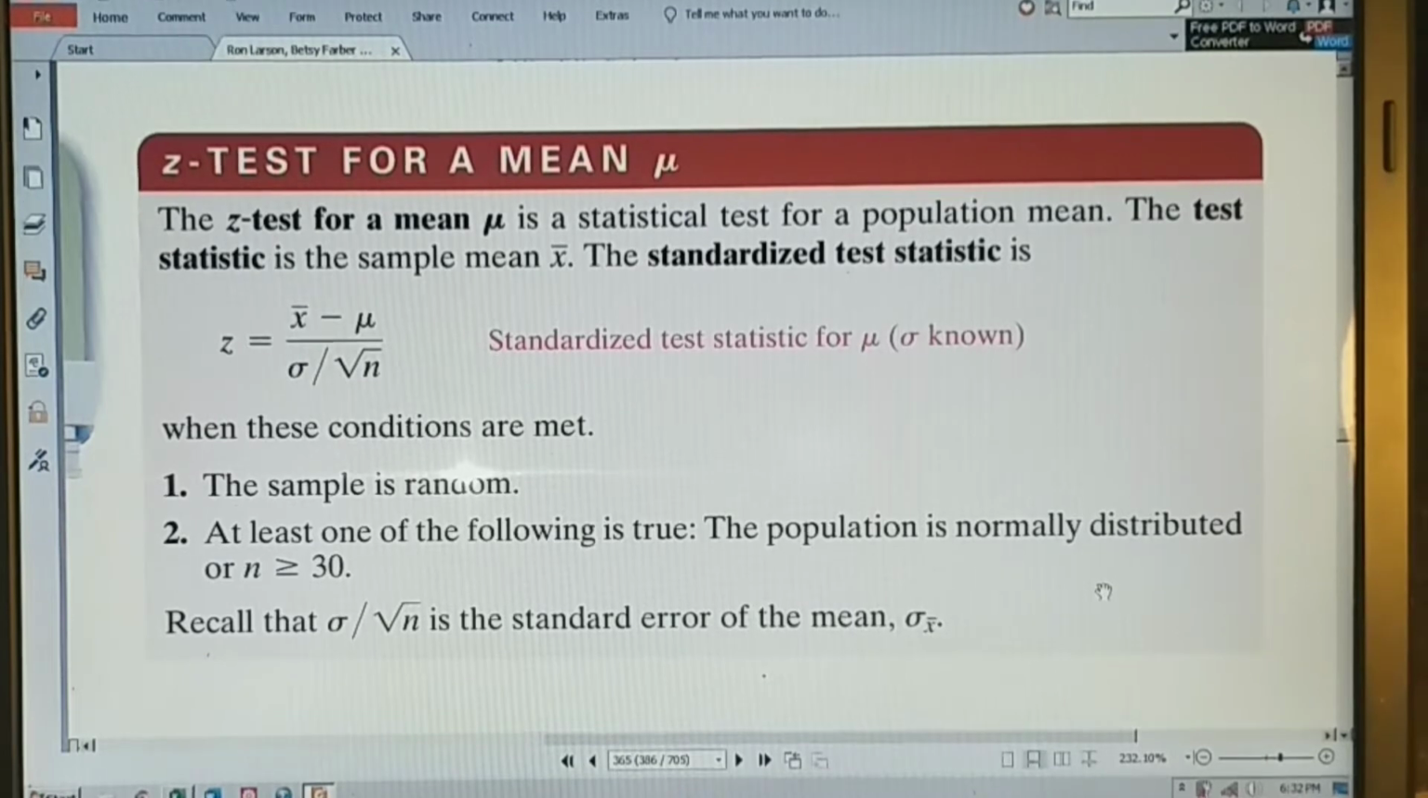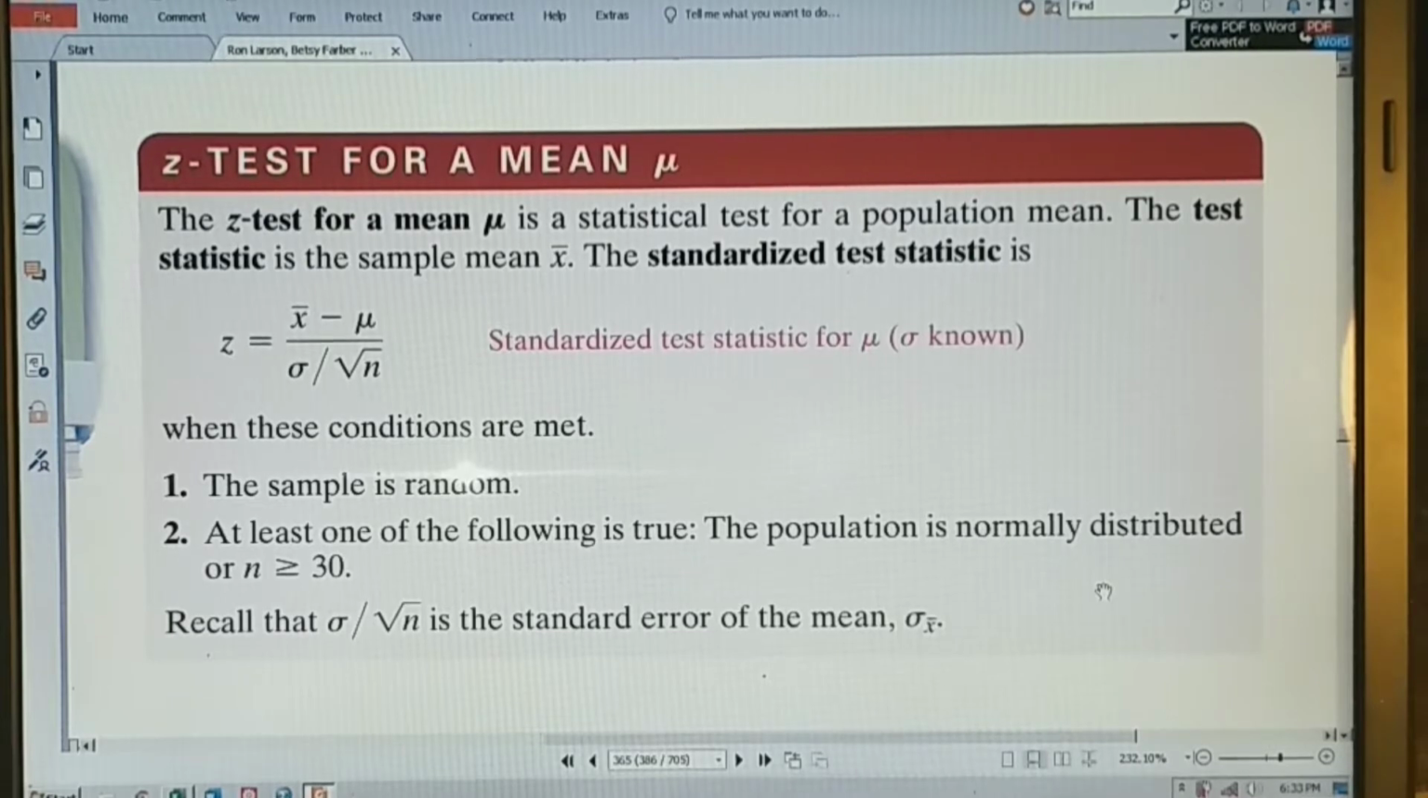Okay, so for this lecture, we will continue our discussion about hypothesis testing. In the last lecture, I introduced to you the so-called Z-test. Now, let's have a formal definition for that statistical test. So here we have a definition.